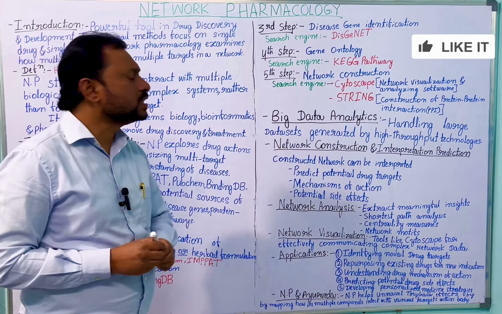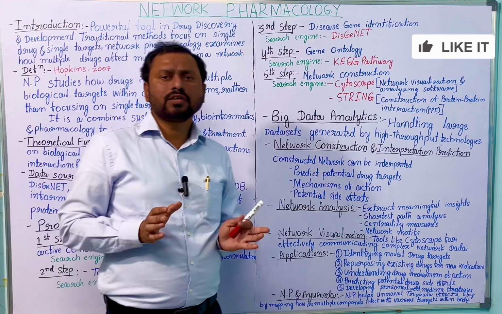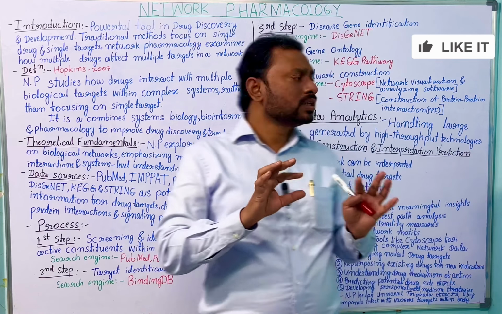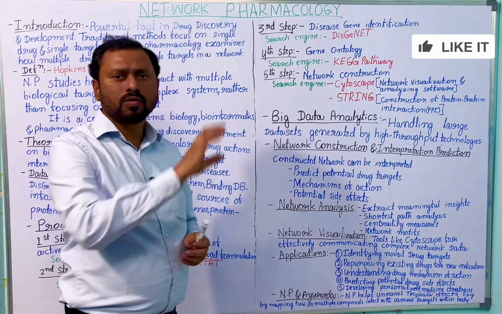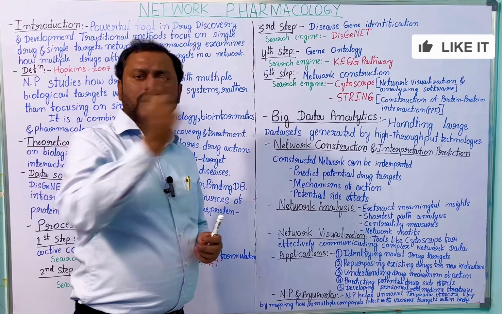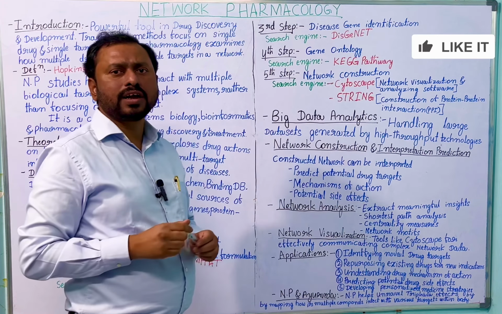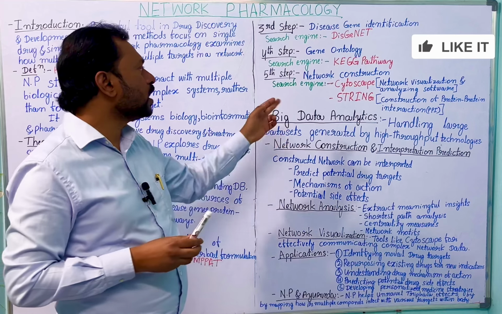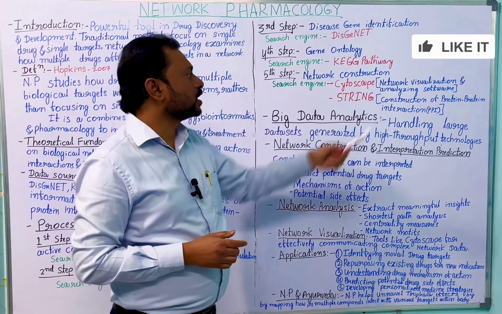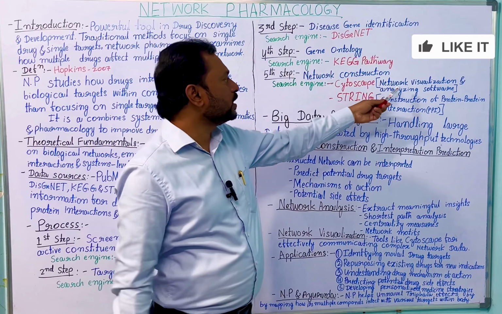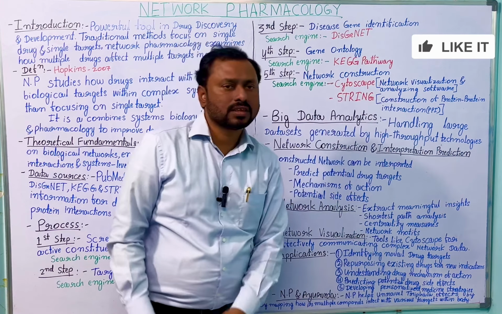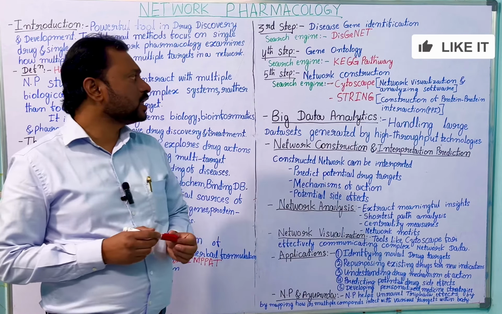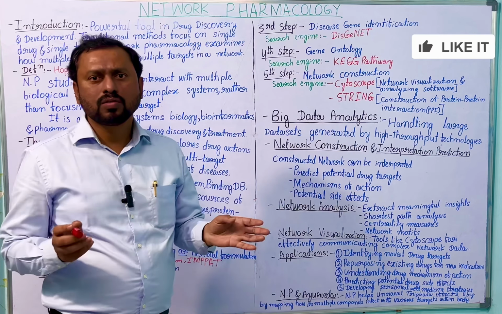Now the fifth step is network construction. Here, by taking all these sources, we construct a network, the whole network from the starting point to the end point, with all the things involved. For network construction, the database we are using is Cytoscape. This software is helpful for network visualization as well as analyzing the whole network.